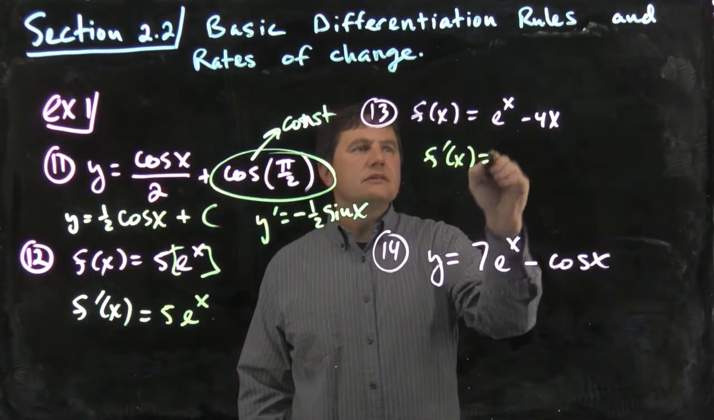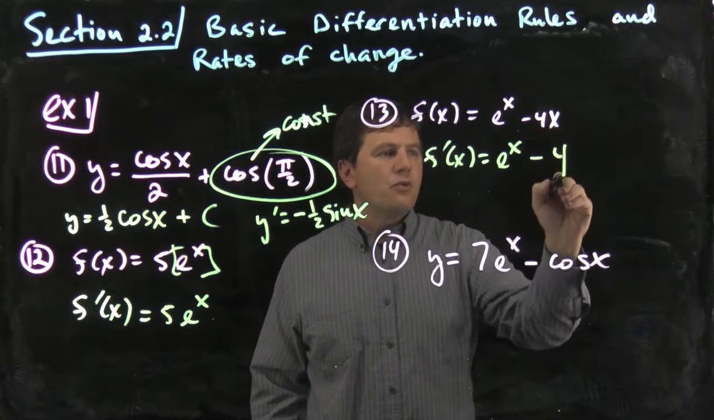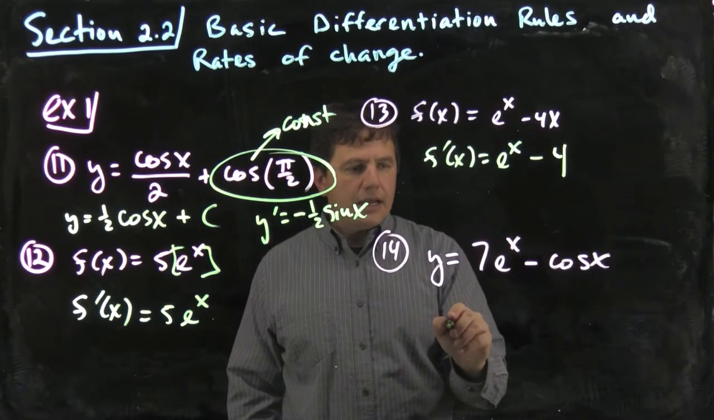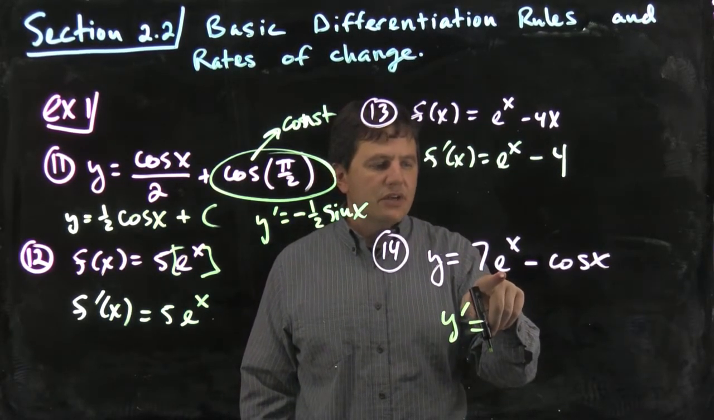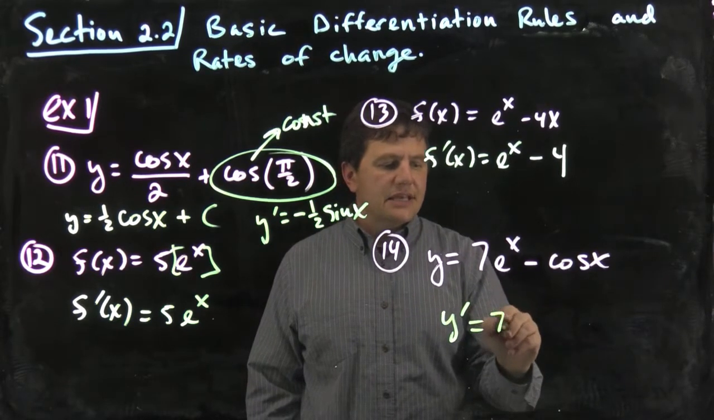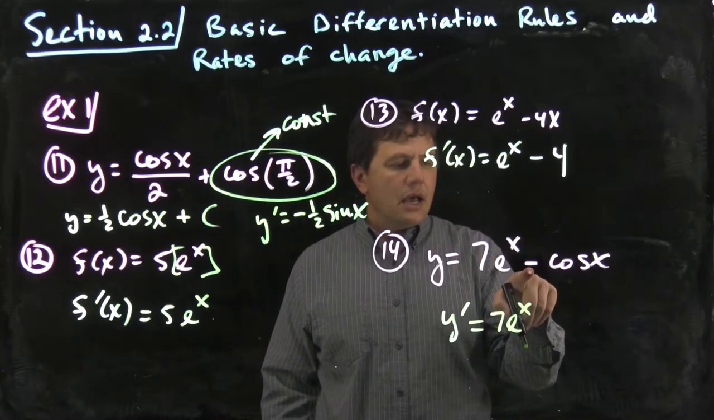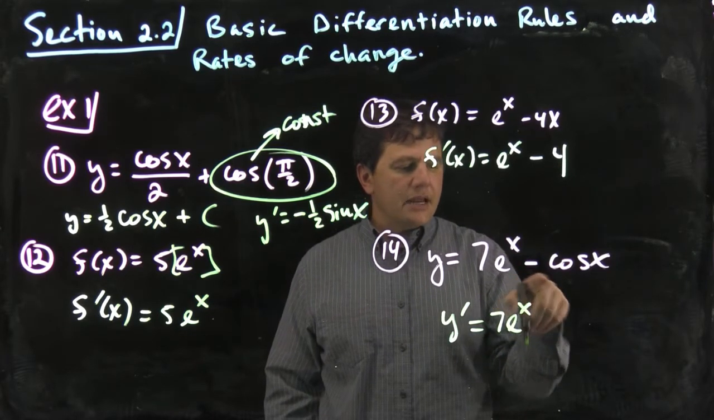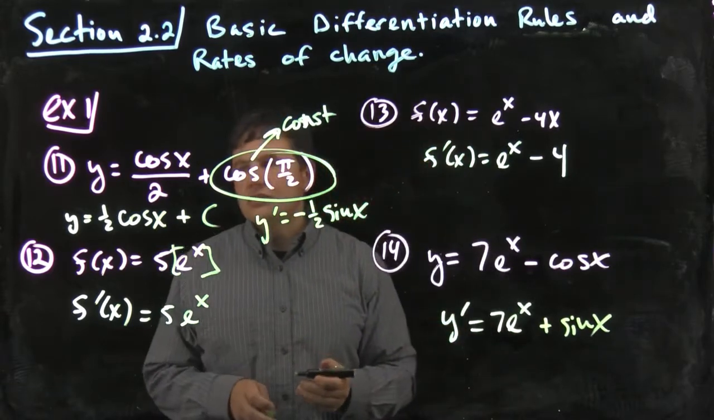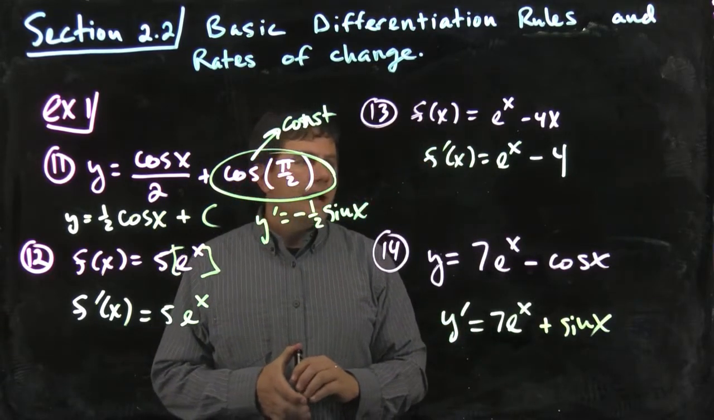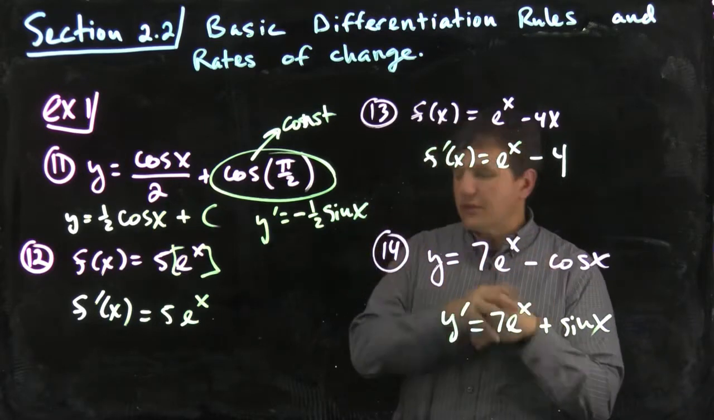F prime of x: the derivative of e to the x is e to the x, minus the derivative of 4x, which is 4. And last one, y prime is equal to the derivative of 7e to the x, which is 7e to the x. The derivative of cosine is negative sine, and a negative and a negative gives us a positive sine x. And there, I did 14 derivatives relatively quickly. We're not using the definition of the derivative unless we're specifically asked to.